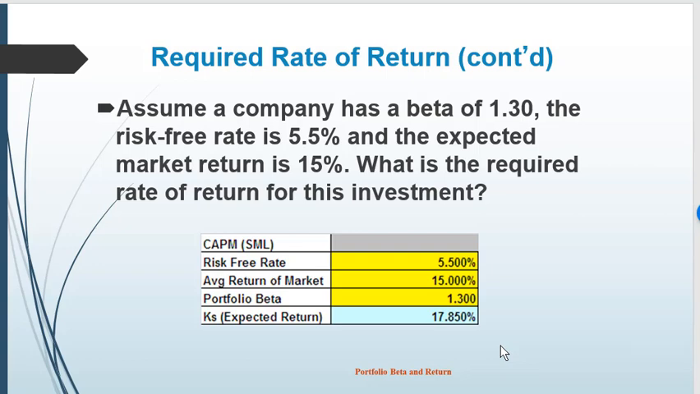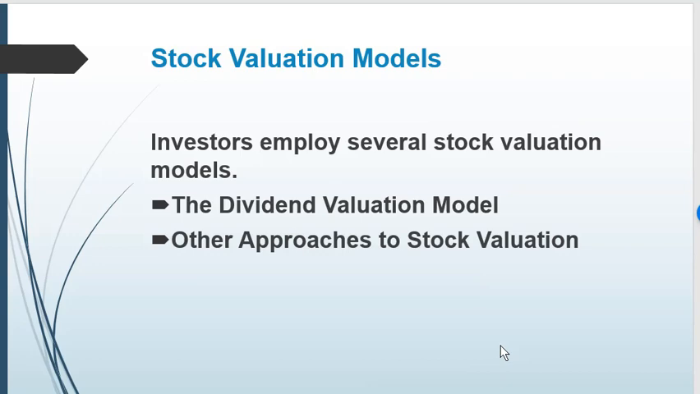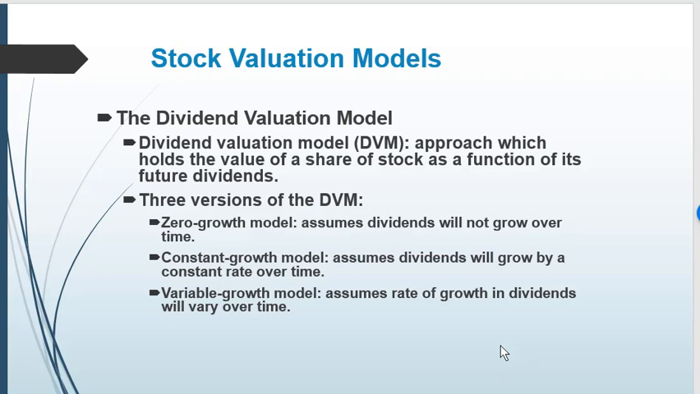So moving forward, how do we apply all this? How does this fit into our techniques? We're going to talk about a couple of different techniques or models. We'll start off with the dividend valuation model, and then work our way into some more multiplier models as we go through. The dividend valuation model basically has three versions: a zero growth model, a constant growth model, and a variable growth model.